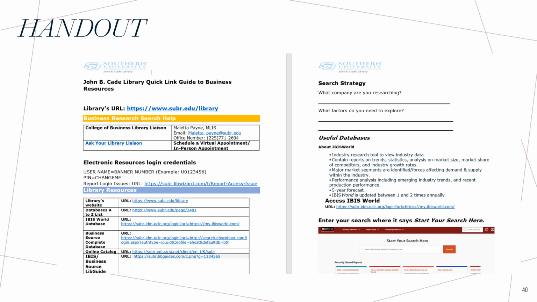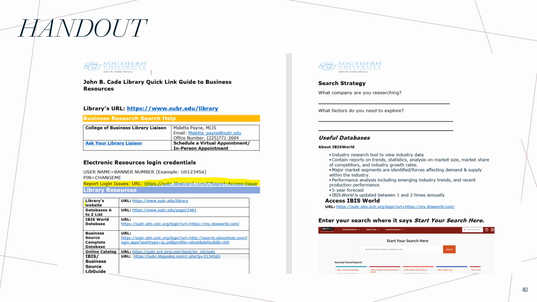I've also created a handout with quick links to the resources that we've discussed in this virtual training. So just click on the hyperlink to land on the library's website. My contact information is here. Remember, if you want to schedule a virtual appointment, just click on that hyperlink, and that form will populate where you can set up an appointment with me. Here I've placed the username and PIN that's available. And if you have an issue logging in, there's a hyperlink to the form that we discussed.